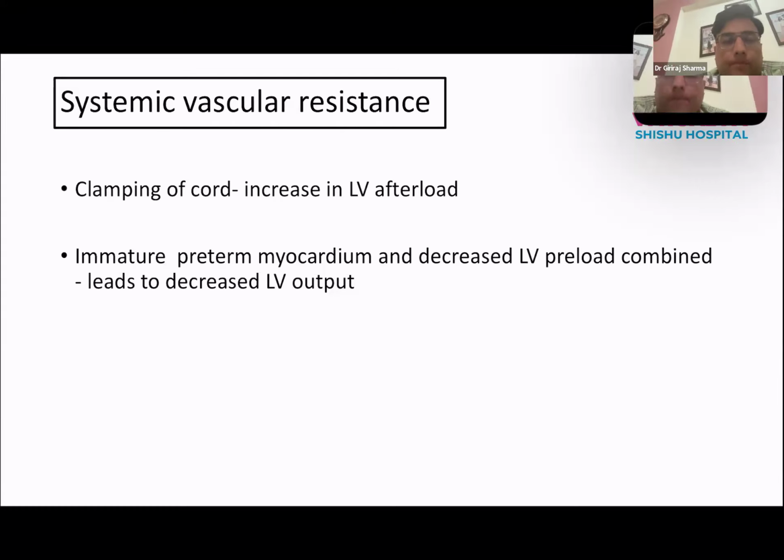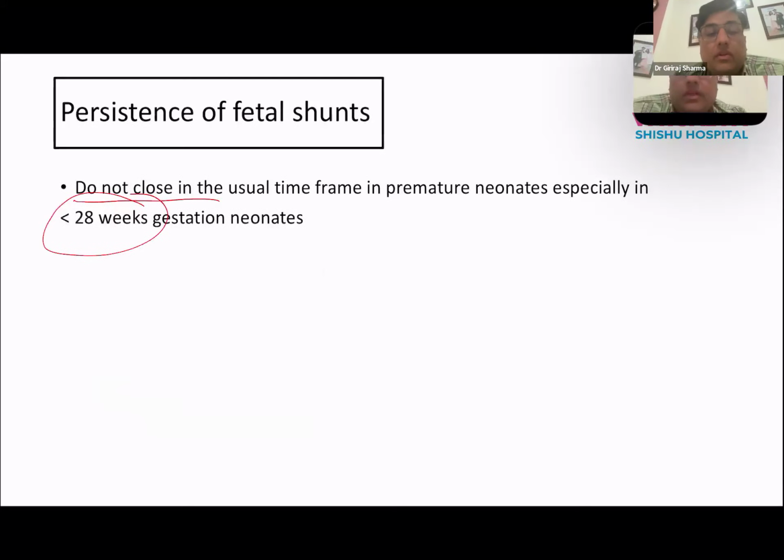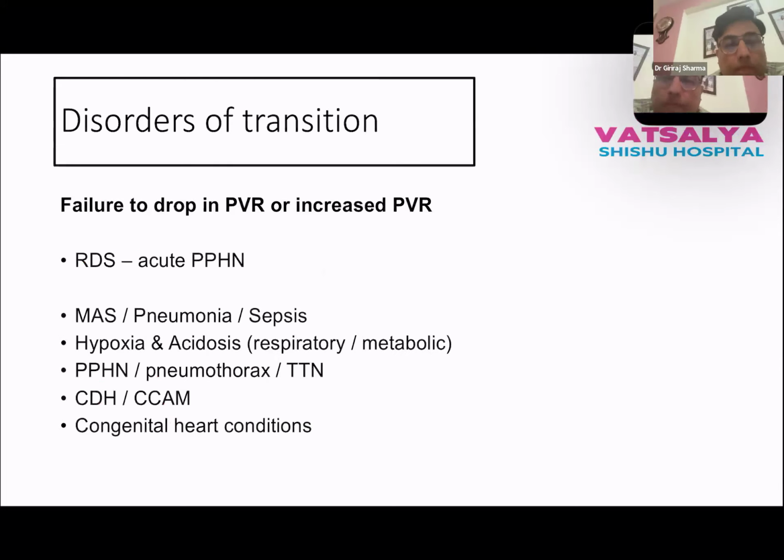Okay, so if persistence of fetal shunts happens, then what happens? Sometimes in preterm babies, the duct will not close, especially in babies less than 28 weeks. That will cause left to right shunt and systemic hypoperfusion. That also can cause systemic shock in preterm babies. So these are disorders of transition. If these changes do not happen smoothly, then the baby can develop some disorders that we call disorders of transition at birth.